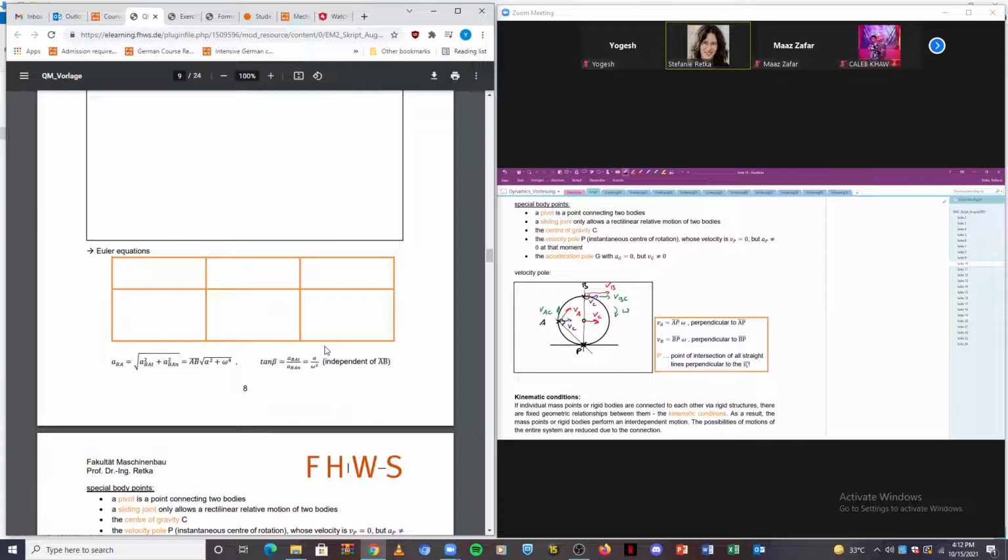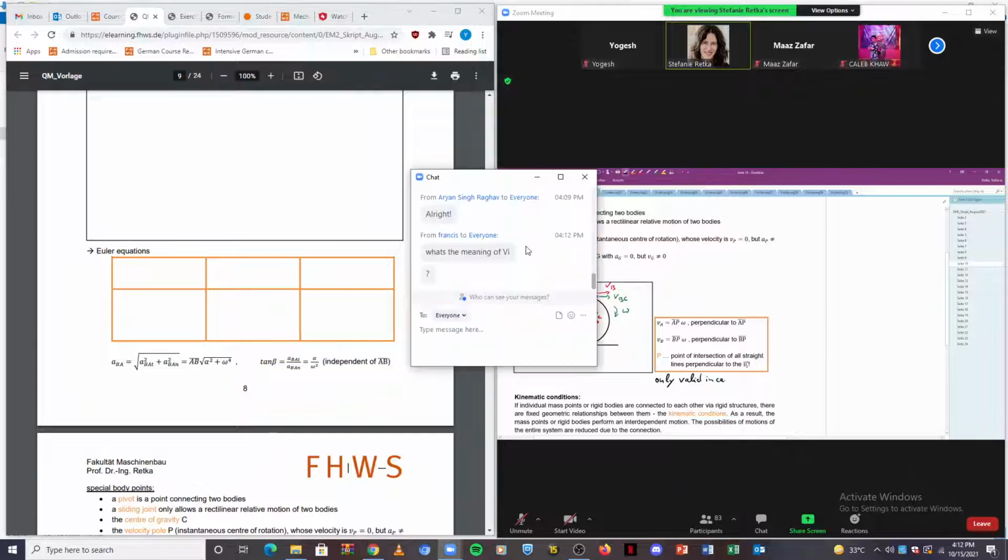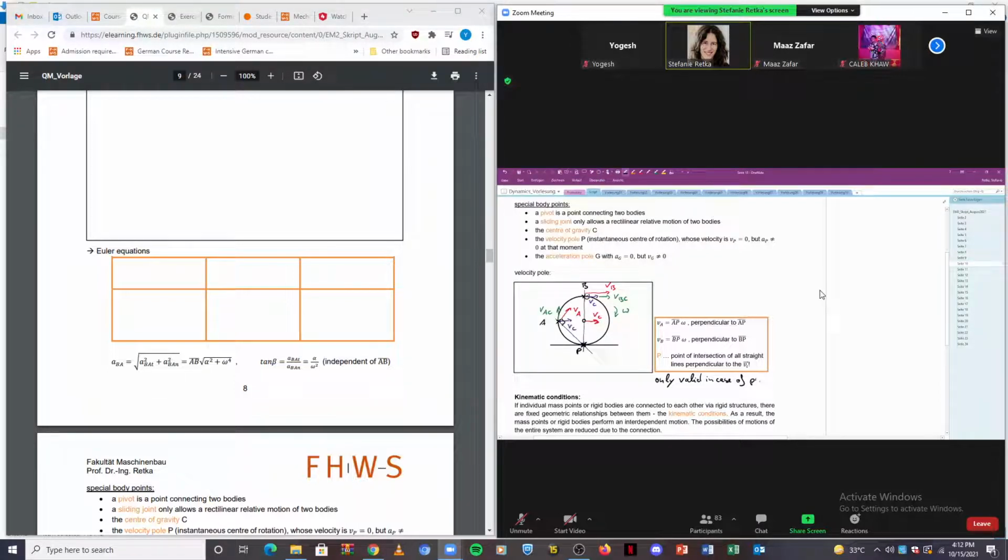But a very important information here is that it only works in case of pure rolling. Pure rolling means that there's no sliding, slipping of the wheel or the cylinder on the surface.